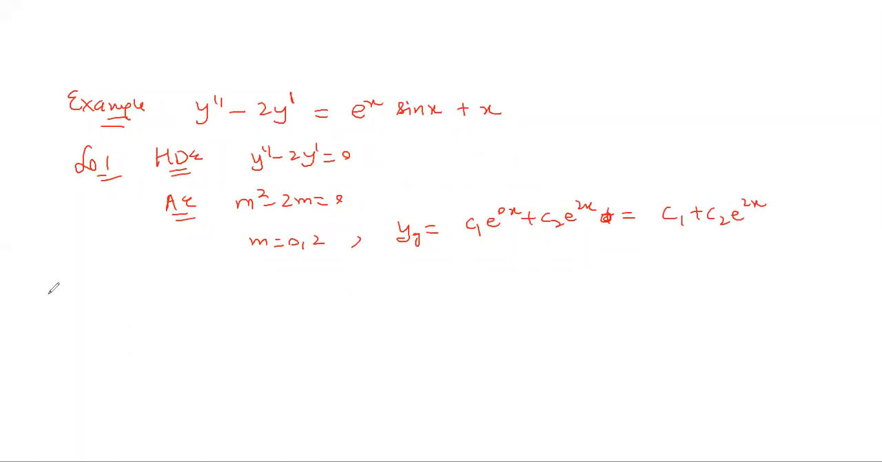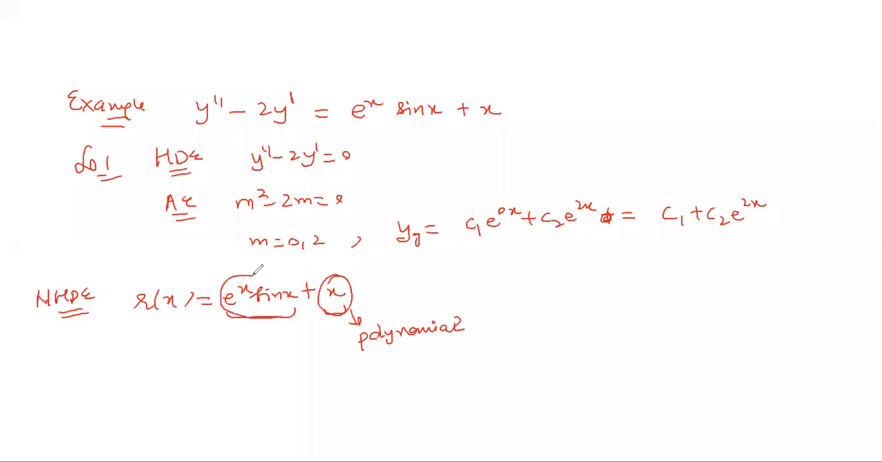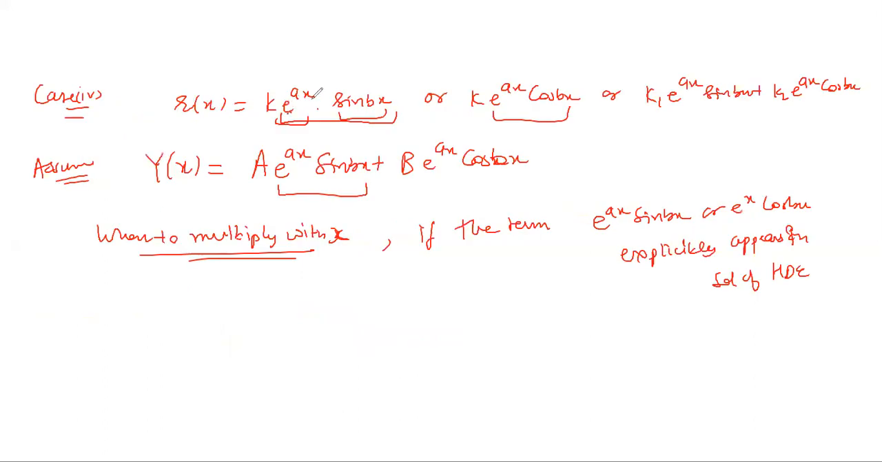Now you look at your R(x). When you're trying to solve a non-homogeneous differential equation, my R(x) is e^x sin x + x. So this is a combination of two terms, right? Where this part is going to be counted in the polynomial category, and this part is going to be counted in case number four, which I just introduced you, e^(ax) sin bx, this type.